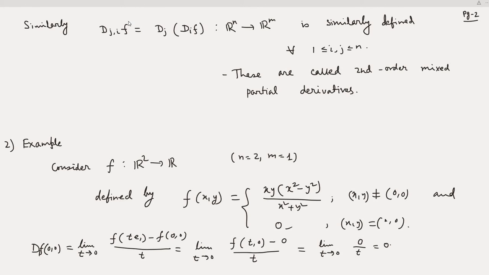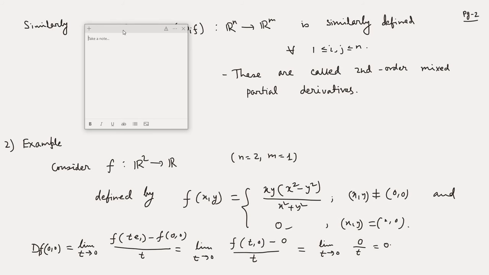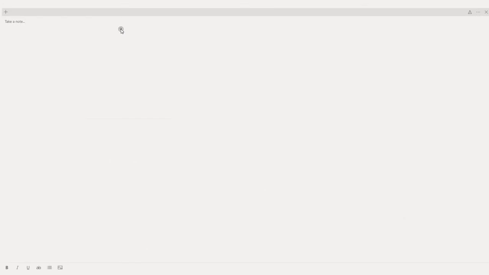Okay, so the first order partial derivative of f with respect to the first variable at the point 0 comma 0 is equal to 0. This is page 3.